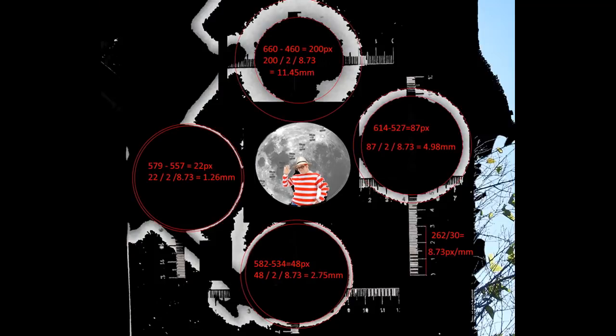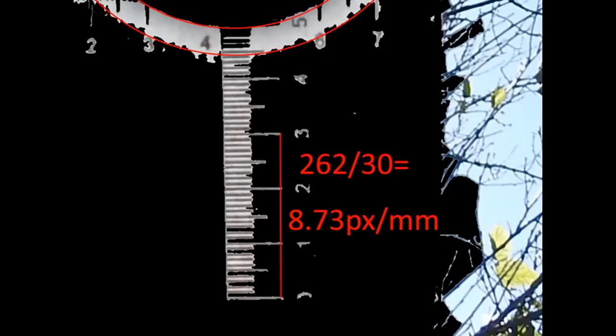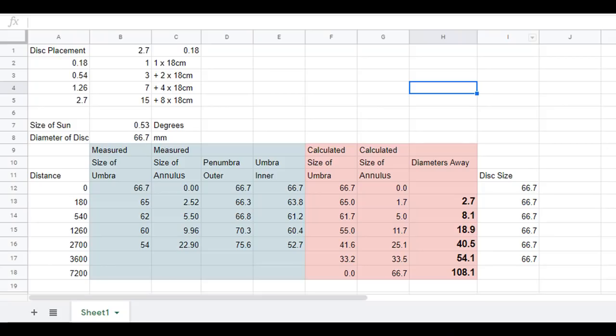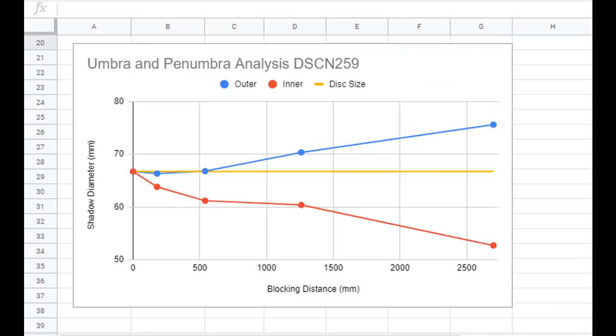Then I filled all the umbras as well. And then I drew some red circles to match the edges of the annulus, keeping the X and Y dimensions the same so I know that I'm making a circle. And I recorded the pixel diameters for both the inner and the outer annulus. Then I subtracted them to get the annulus size in pixels. And then I did a neat little trick to figure out the pixel to millimeter by measuring a 3cm scale, and that works out at 8.73. So once I had the inner and the outer diameters, I popped these into a spreadsheet, converted them to millimeters, and plotted that on a graph.